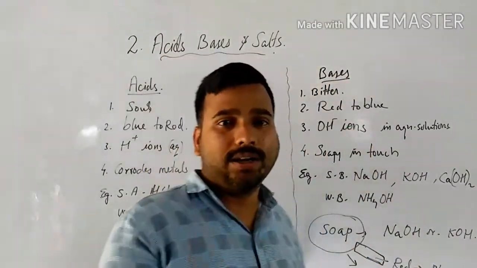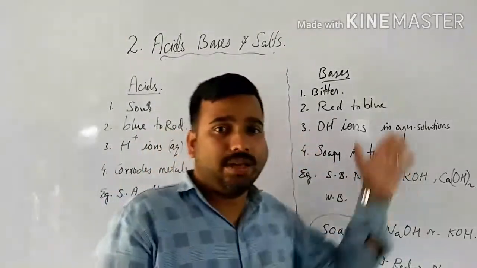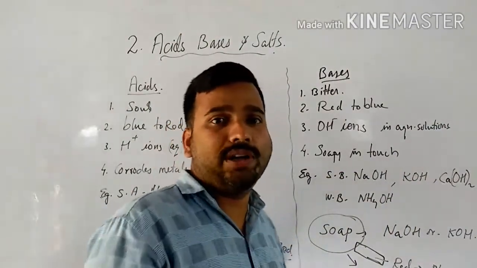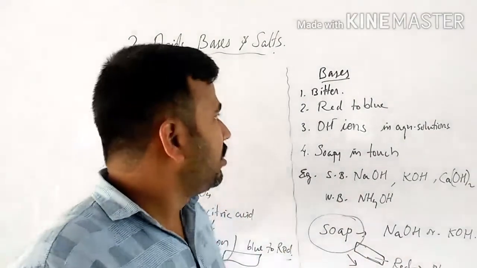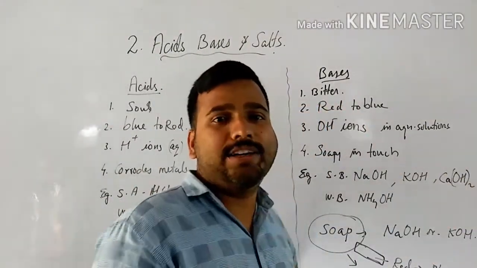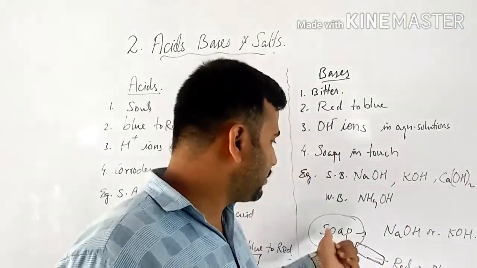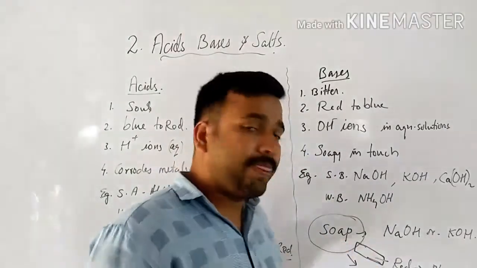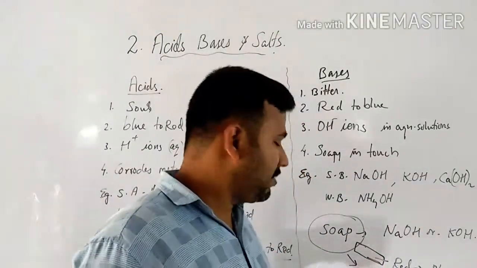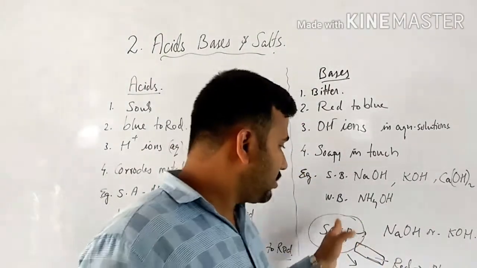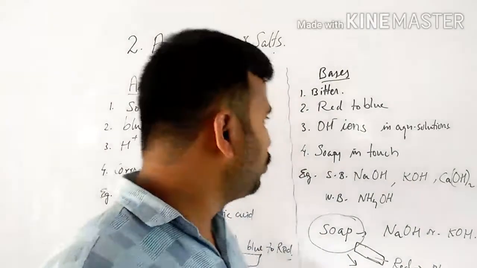Now let us look at the major differences between acids and bases, for which we are going to look at the major properties of bases. So first, bases taste bitter, and second, they turn red litmus to blue. You might have already seen that. A general example of a base is soap. Once you take a small piece of red litmus paper, wet it nicely, and keep it in touch with soap, slowly it will change its color to blue.